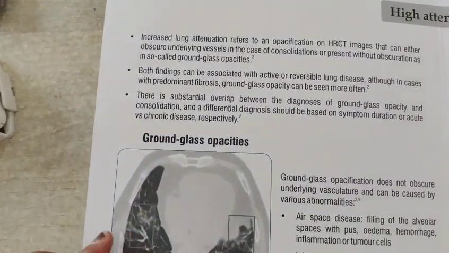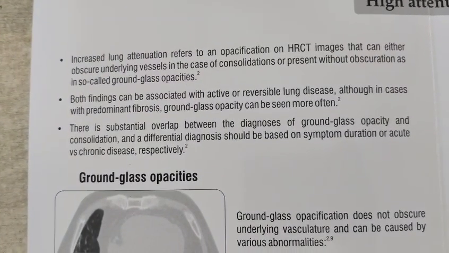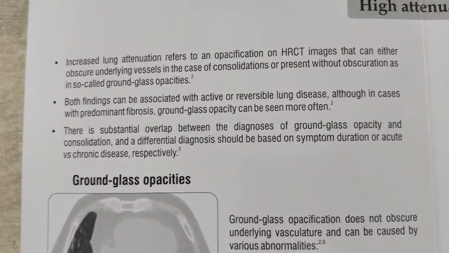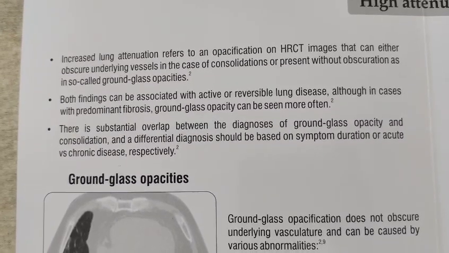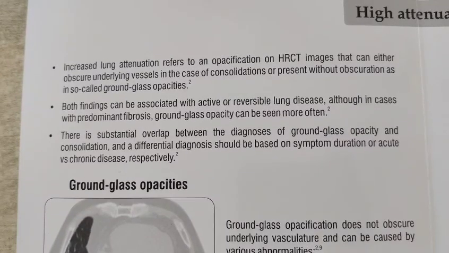High attenuation. Increased lung attenuation refers to opacification on HRCT images that can either obscure underlying vessels, in the case of consolidation, or be present without obscuration, in so-called GGOs.